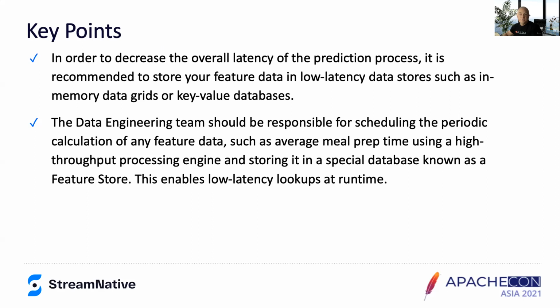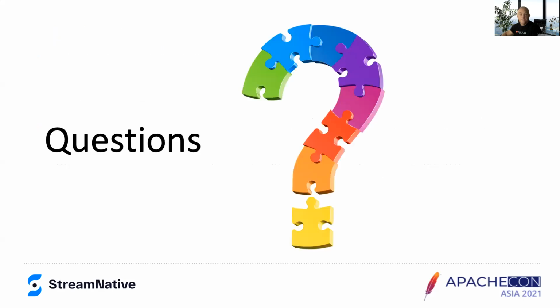And the data engineering team should be responsible for scheduling periodic calculation of that data and storing it in the feature store. That's their contribution to this whole process. Once the data scientists have identified the features they need, they schedule this to be processed using a high throughput processing engine like Flink or Spark, and store it there. Again, so you can do quick lookups by restaurant ID, by customer ID, linear time operations, and retrieve lots and lots of data. And with that, I'll see if there are any questions.